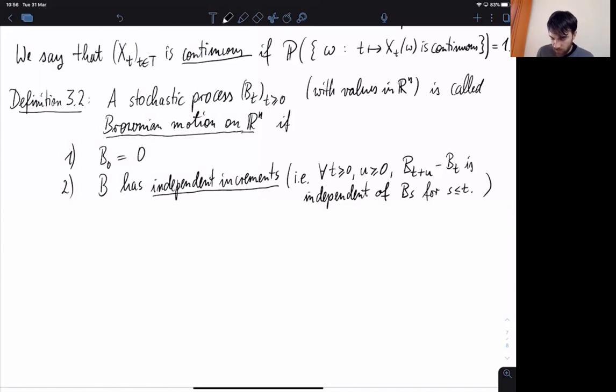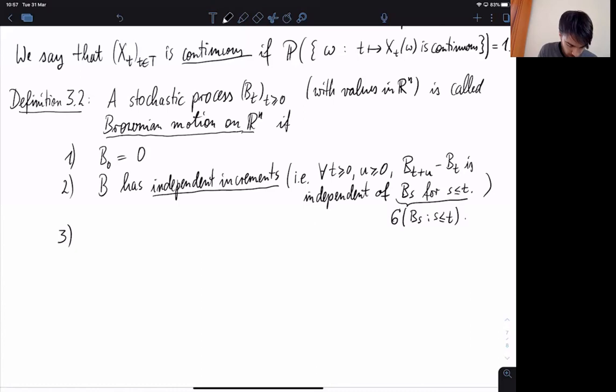Okay, so this difference here is what is meant by an increment, and the increment is independent of everything that happened before. So maybe more formally, independent of this, and this means that I look at the sigma algebra, or sigma field, which is generated by the B_s for all s smaller than t. Okay, so that's the second condition.